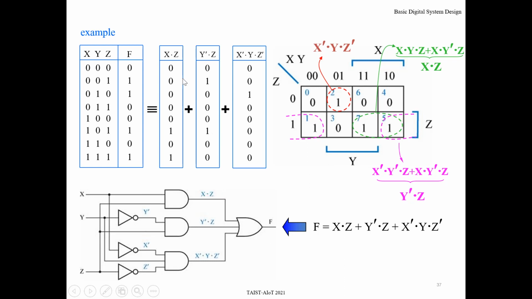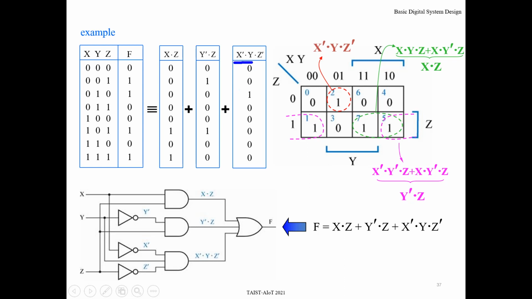Note, this term x and z will be 1 when x is 1, z is 1. Two cases. Y prime z will be 1 when y is 0, z is 1. Okay, two cases. Another case is 0.